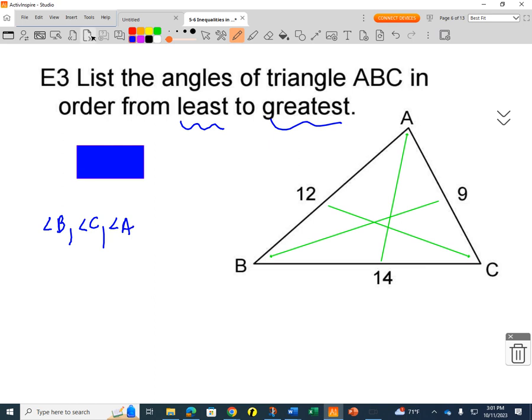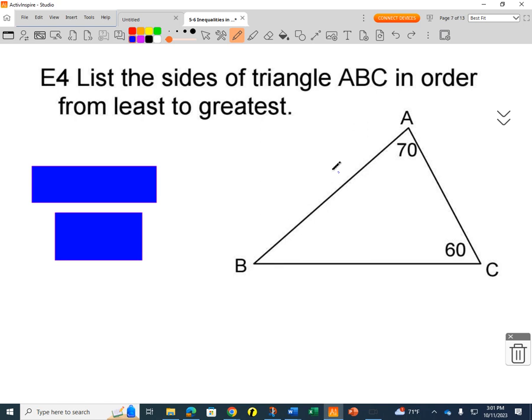List the sides of the triangle in order from least to greatest. So now they gave us two angles, and they want us to tell them which side is shortest, which side is the middle, and which side is the longest. And they want us to go from least to greatest. So I'm looking for the side across from the smallest angle, but I don't have a measure for this angle. I have to remember 180 degrees in a triangle. If I'm missing an angle, 70 plus 60 is 130. So 180 minus 130 is 50. Now I know that angle B measures 50.